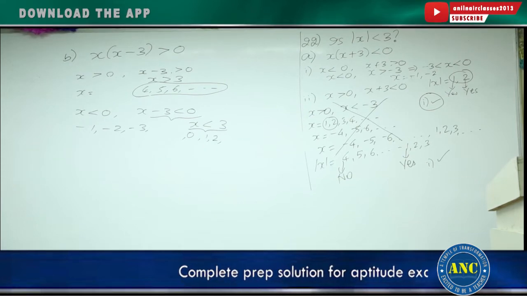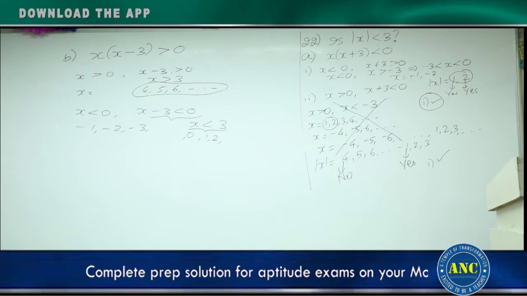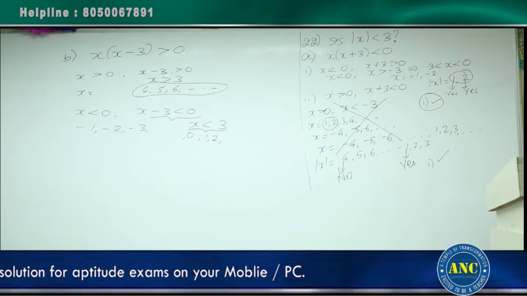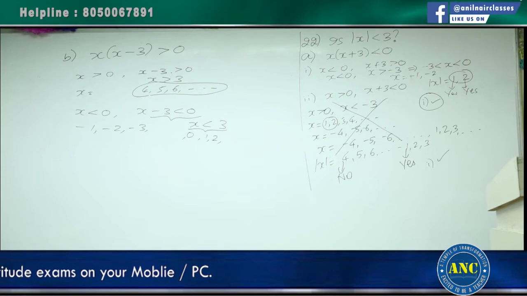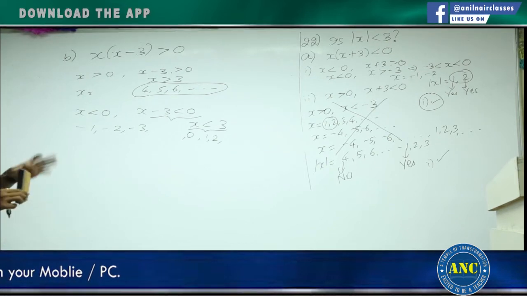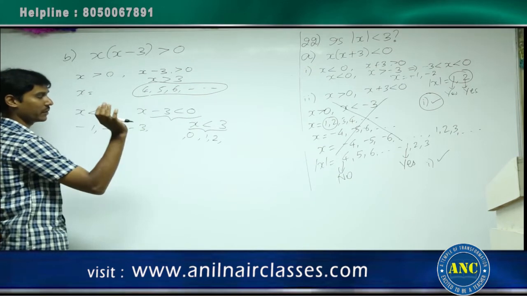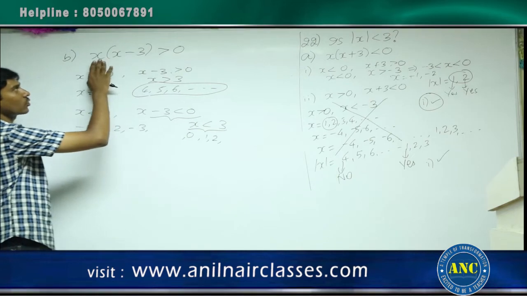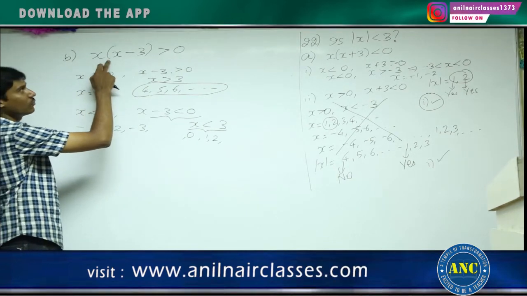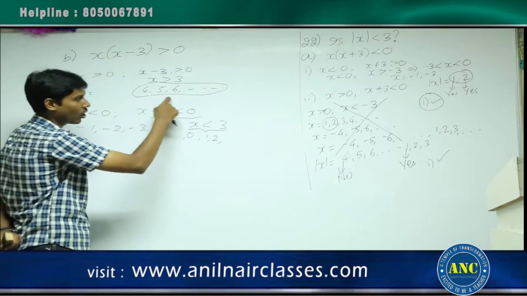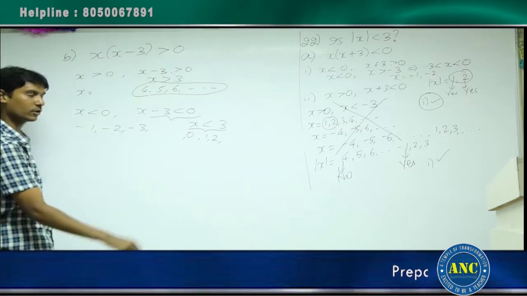For statement B, what we are doing is we are taking 4, 5, 6, and for the second part, minus 1, minus 2, minus 3, 0. One minute. Let us substitute. The easiest way to do it is to substitute and check. If I take 4, 5, 6: 4 into 4 minus 3 is positive. Yes. 5 into 5 minus 3 is positive. All these values will satisfy.